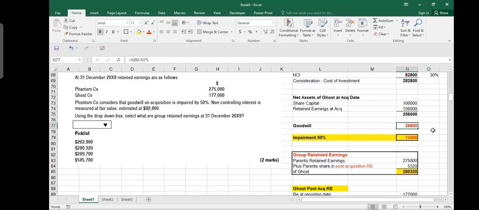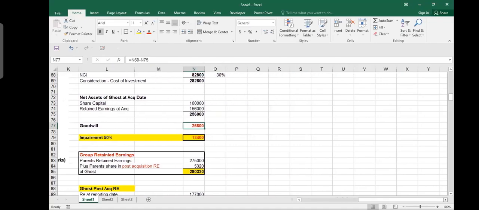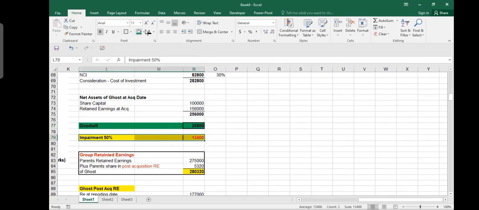Now the question is, there are two parties: parent 70%, NCI 30%. This goodwill is a kind of extra amount which you have paid. It means that you pay more than the balance sheet value of assets, okay? Now, who does this goodwill belong to? This goodwill, which we are calculating as 26,800, does it belong to the parent or to the subsidiary? Who is paying extra? One or both of them? And the second question is, if there is any impairment, it is a loss, who should take this loss? The parent or the subsidiary? That is a little bit critical calculation.